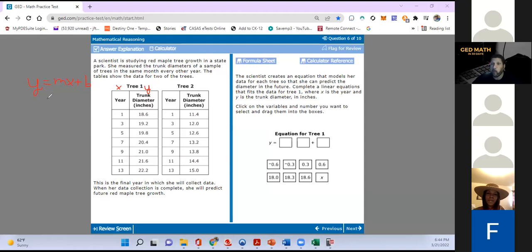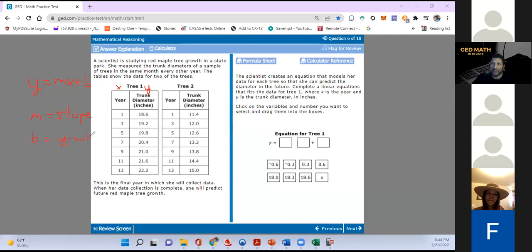Not Y and X. Nope. The slope. Yeah, rise over run. Okay, we need to know the slope, not rise over run, because this is not a graph. So we need the slope and what else? What does the B stand for? The Y intercept.